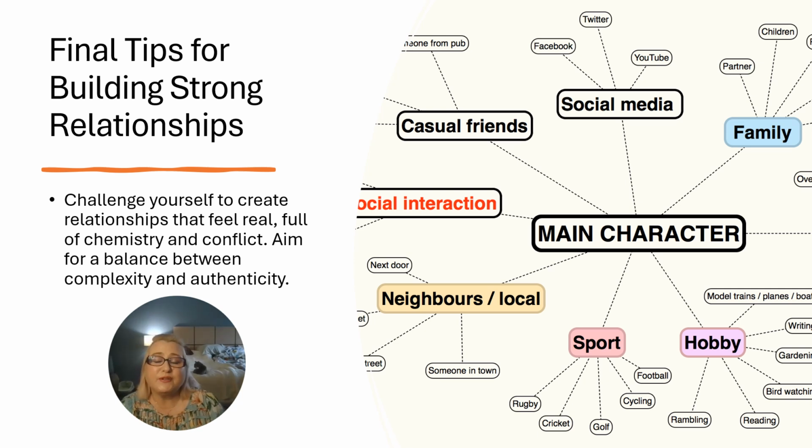And above all, you need a balance between the chemistry and the conflict. By giving each relationship its own distinct role in your story, you're going to create a narrative that feels rich and alive, with characters that are going to resonate with your readers long after they read that final page.